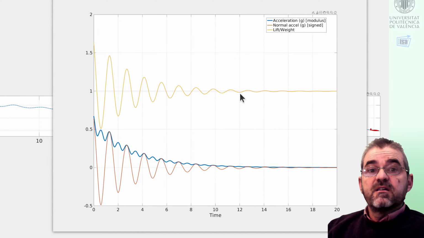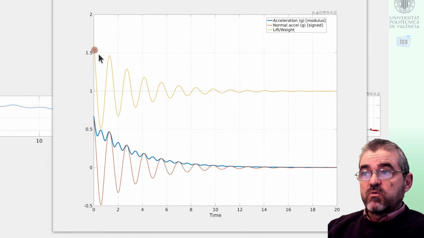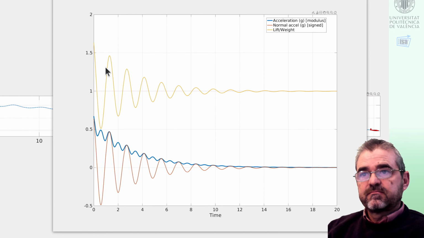As a last remark, if we look at the yellow line, we see that in the starting phases of the transient, lift is 1.6, let's say, times the weight of the aircraft. If this figure is excessive, then the wings may break if maneuvers are too aggressive.